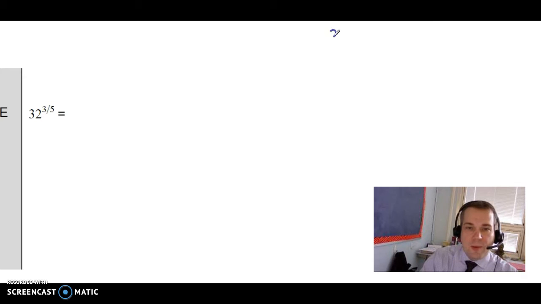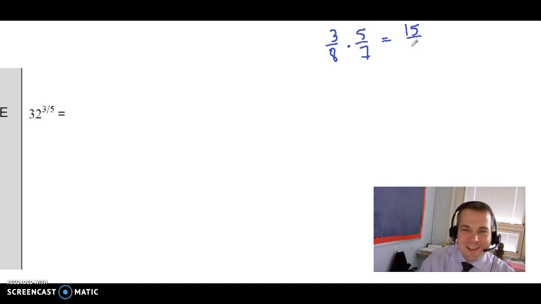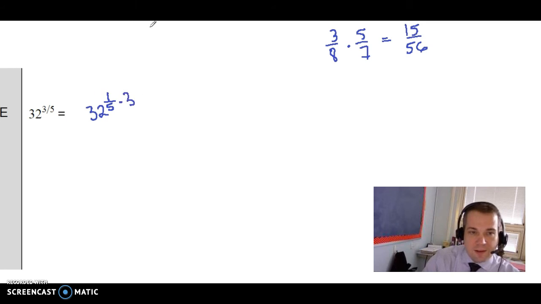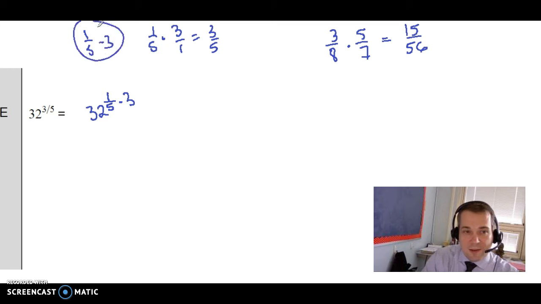For example, if you had 3/8 multiplied by 5/7, it would equal 3 times 5 is 15 over 8 times 7 is 56, right? So top by top, bottom by bottom. So that would mean that I could take this 32 to the 3/5 and I could rewrite that as 1/5 times 3. Because 1/5 times 3, that 3 is really 3 over 1. Top by top is 3, bottom by bottom is 5. So 1/5 times 3 does in fact equal 3/5. So we haven't changed anything yet.